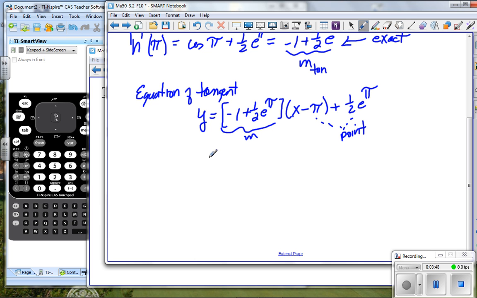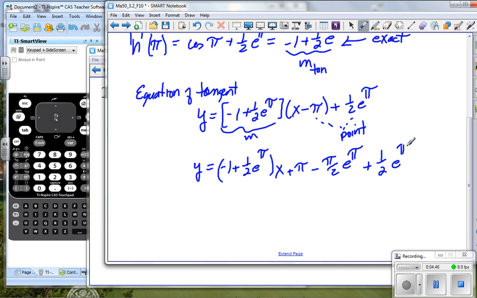that's an adequate answer. We can do some algebra on this, though, and we can come up with y is equal to -1 plus 1/2 e to the pi times x. Let's see, this would be positive pi, take -1 times pi, plus pi divided by 2 e to the pi. So I'm just distributing pi across here. So negative pi times -1 would be positive pi, and negative pi times 1/2 e to the pi. I guess I need to change that sign, so we'll change that right now to be negative. Plus 1/2 e to the pi.